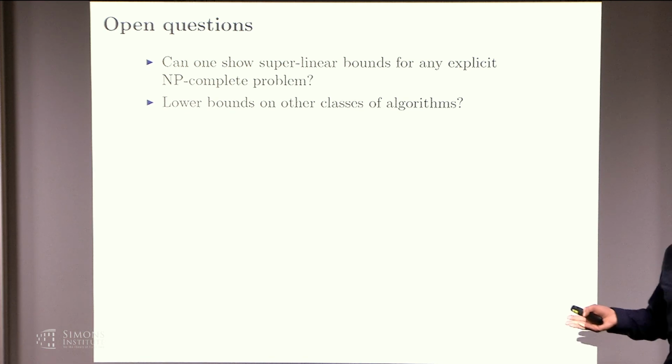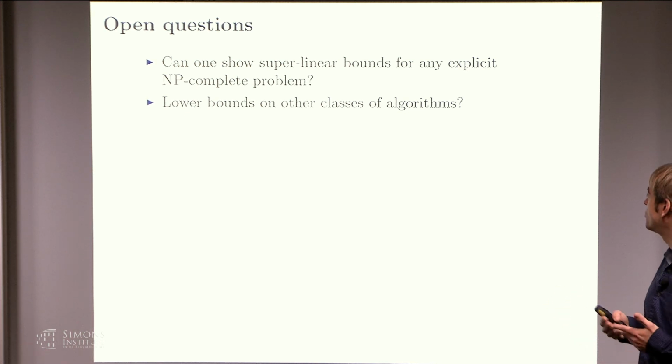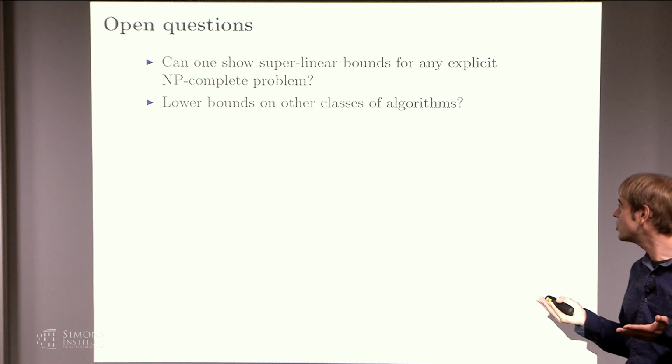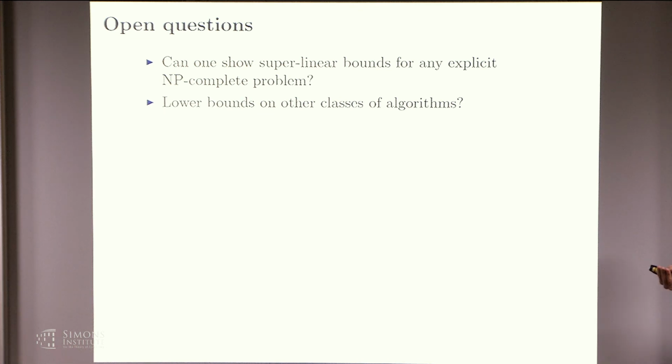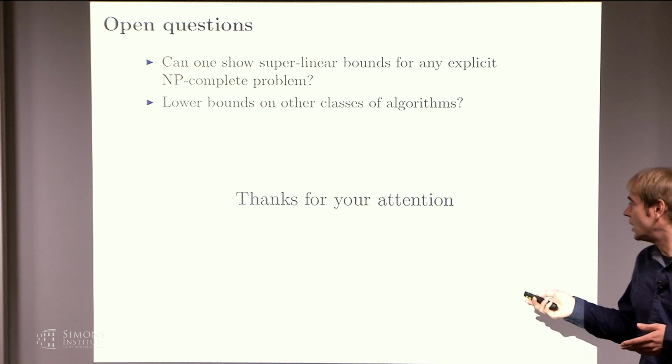Maybe some general type of dynamic programming, something algebraic. Can you show lower bounds on classes of algorithms that cover a good chunk of polynomial solvable problems, preferably including matchings? That would be a nice thing. But I'll close here and thank you.